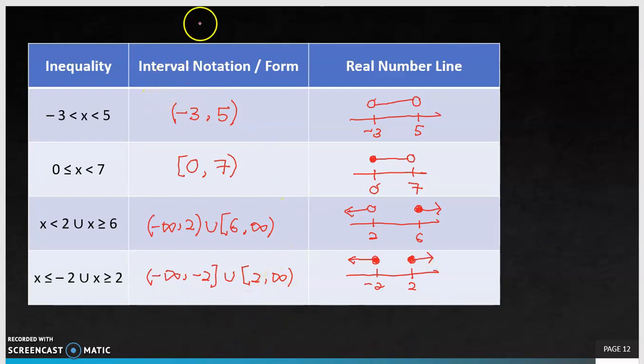So this is how we convert from inequality form to interval notation and the real number line. When we are dealing with linear inequalities, quadratic inequalities, and rational inequalities, sometimes the answer must be in interval notation or on the real number line.